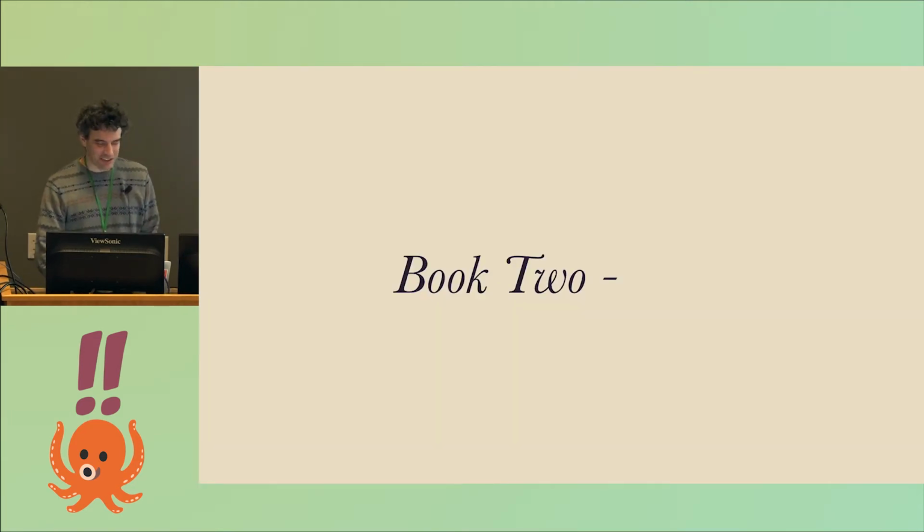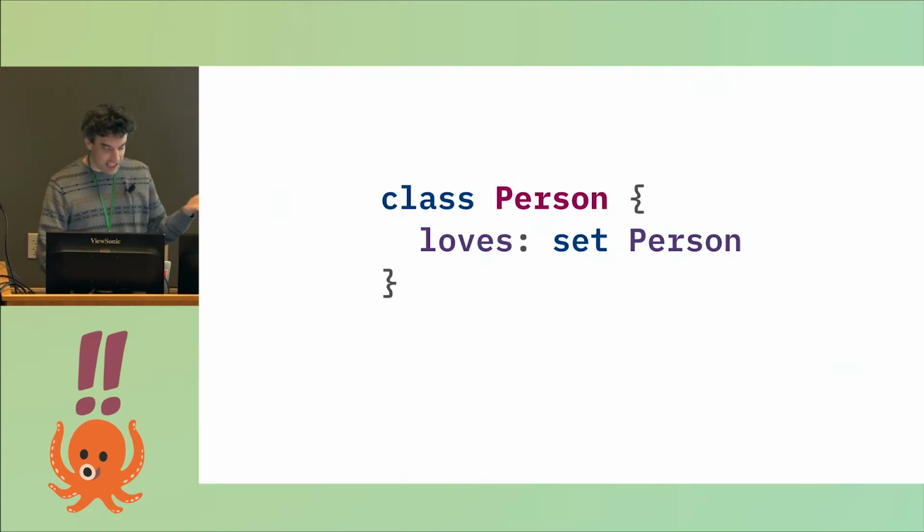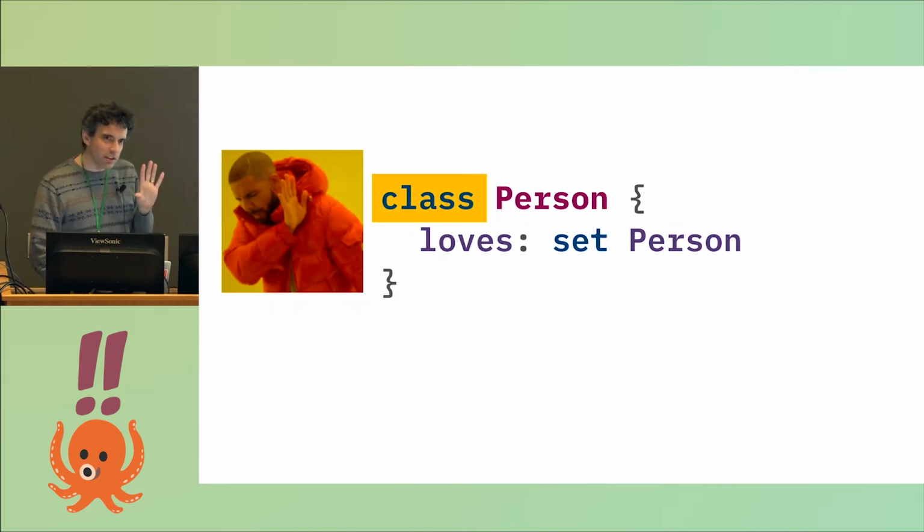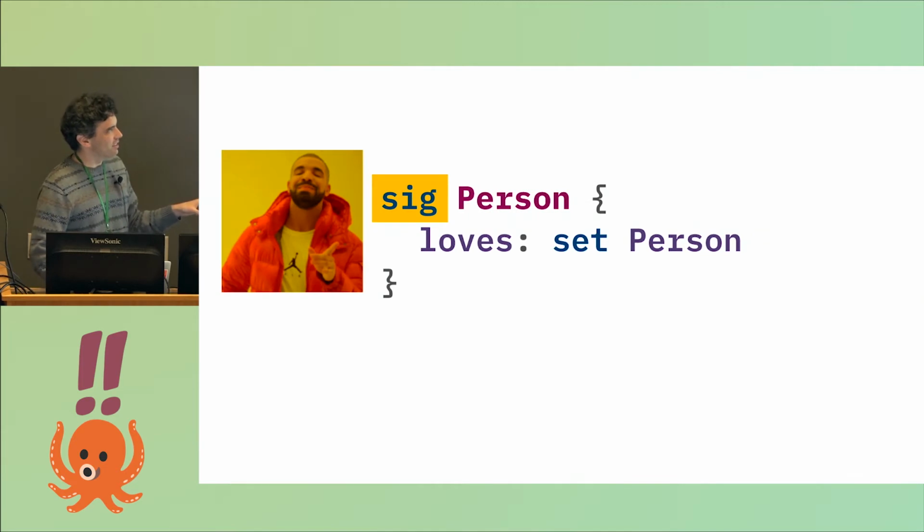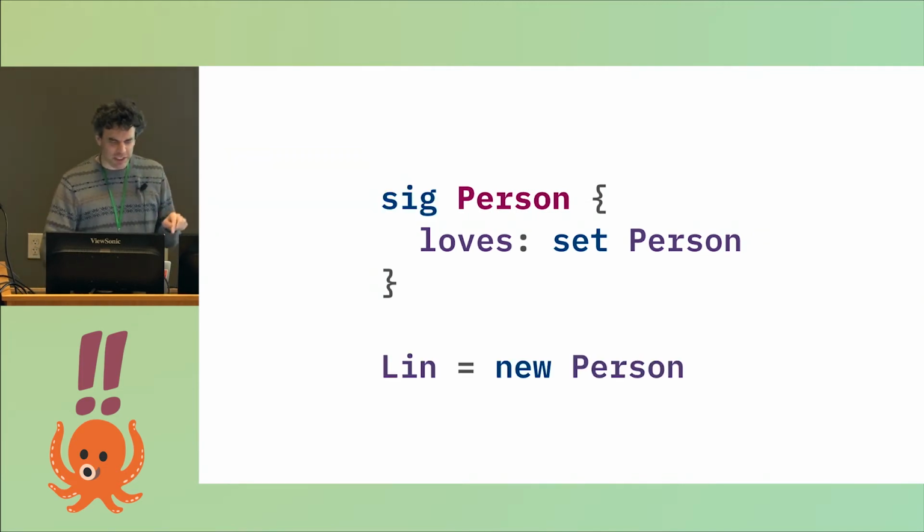OK, the other language I'd like to show you is called Alloy. Now, Alloy is a little different. It looks like code. It has classes. You can say class person has a field, loves, which is a set of people. Except Alloy is a little too cool for classes, so they're called signatures. I don't make the rules. Another funny thing is there's no new operator in Alloy. You can't directly create person objects, because Alloy creates all the objects for you.